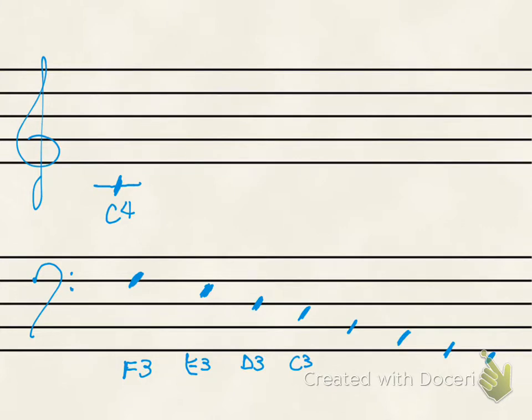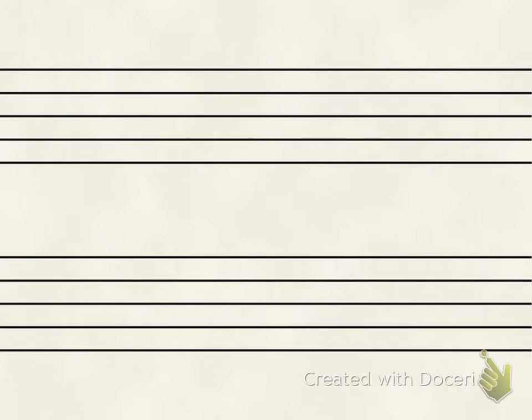Now remember, every time we pass a C, we change octave. So I'm going in descending order. That means that after this C3, or in this case before the C3, we actually have the second octave. So this B would actually be B2. This is A2, G2, and then F2.